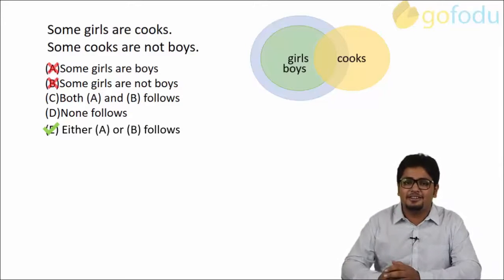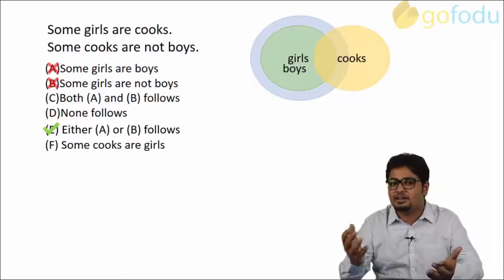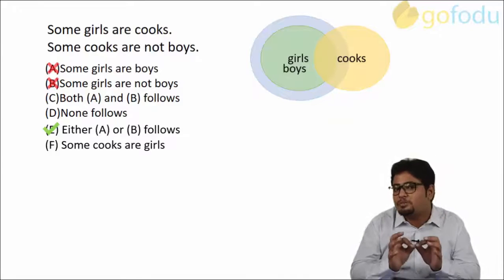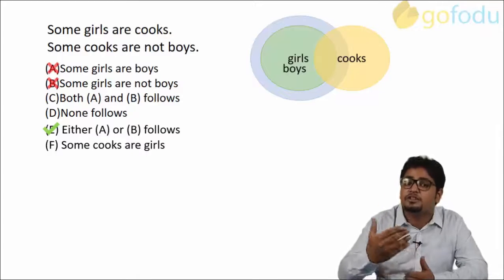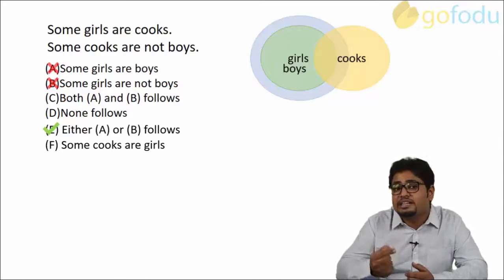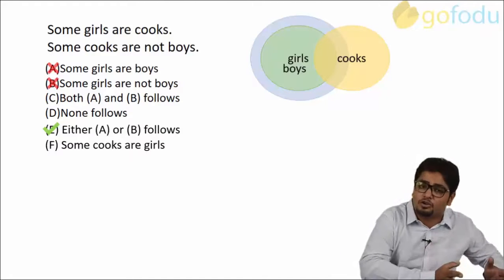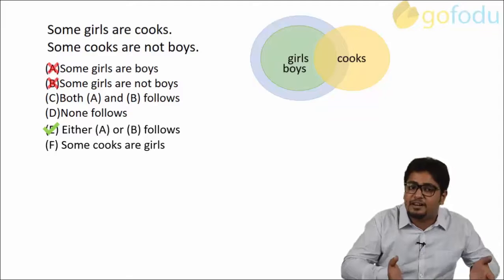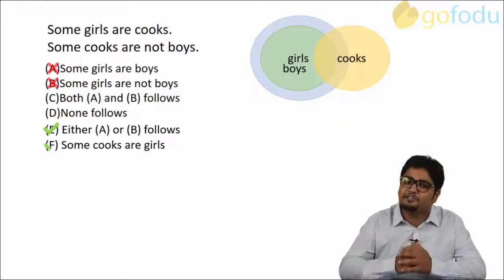So whenever you get this as one of the options, always look carefully at the conclusions which are given. Now suppose another option is given as some cooks are girls. Now don't just blindly go and mark none follows as your answer. Look at the language of this conclusion. It is totally the same as used in the first statement. So if some girls are cooks is given, it is definite that some cooks will also be girls. This will definitely follow.